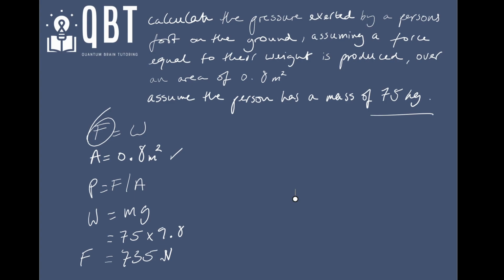So what do we do now? Well, we take our values for area and force and we substitute them into our pressure equation. We say that pressure is equal to force, 735 newtons, divided by area, 0.8, which equals 918.75 pascals. Okay, and that is how we can use our knowledge of weight and pressure to calculate an example question.